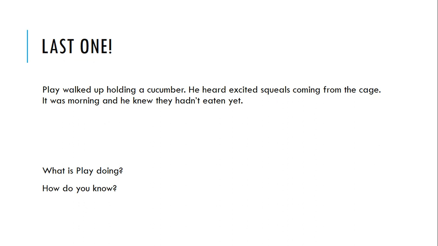So what do you think Play is doing, and how do you know? I want you to think back to Miss Julia's classroom, because she had some animals in there, and they really enjoyed eating cucumbers. So if you think about it, Play is probably feeding the guinea pigs cucumbers, or maybe a snake, because since he's in Australia, there's lots of strange animals there, like he's been catching possums and stuff.